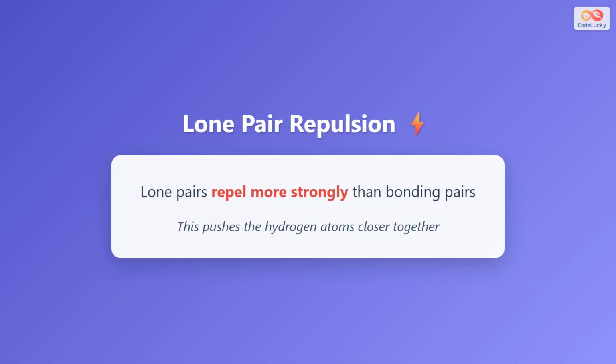The lone pairs of electrons on the central atom repel the bonding pairs more strongly than the bonded atoms repel each other. This greater repulsion caused by the lone pairs pushes the hydrogen atoms towards each other, decreasing the bond angle and making the molecule bent in shape.